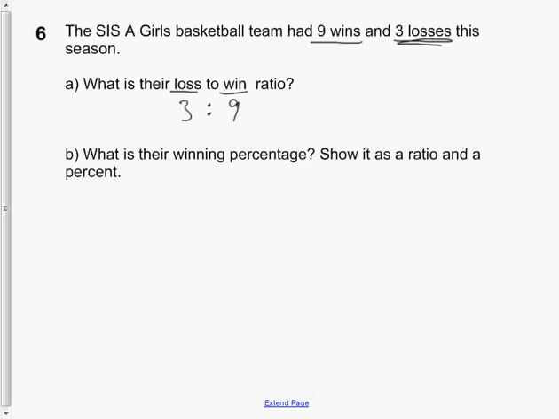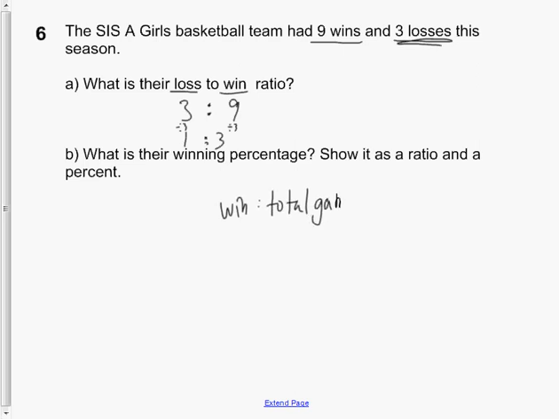So your loss to win ratio is 3 to 9, but in lowest terms, we could reduce this to 1 to 3. So for every loss they had, 3 wins this season. What is their winning percentage? So for that one, you're going to have to do a part to whole again. So win to total games.